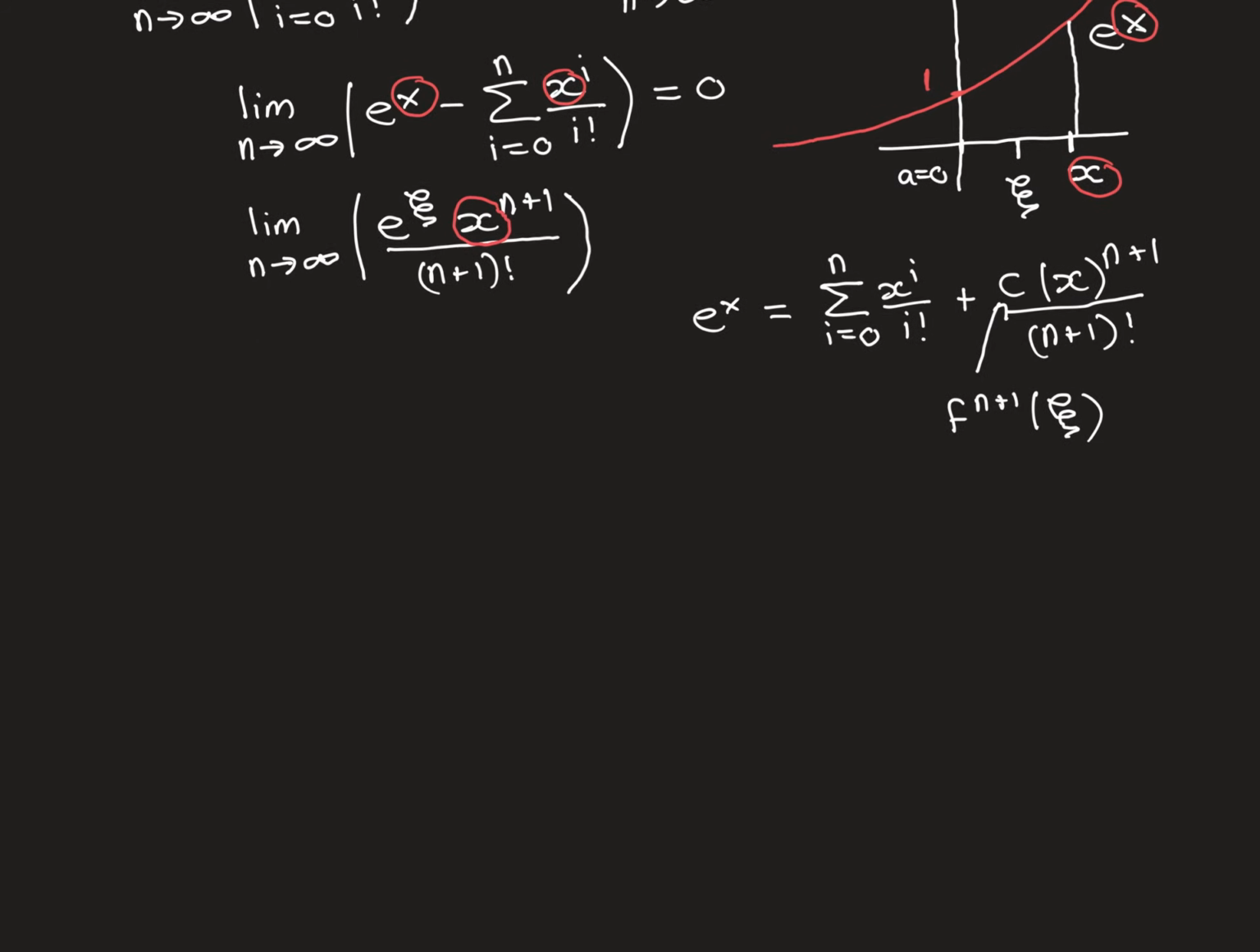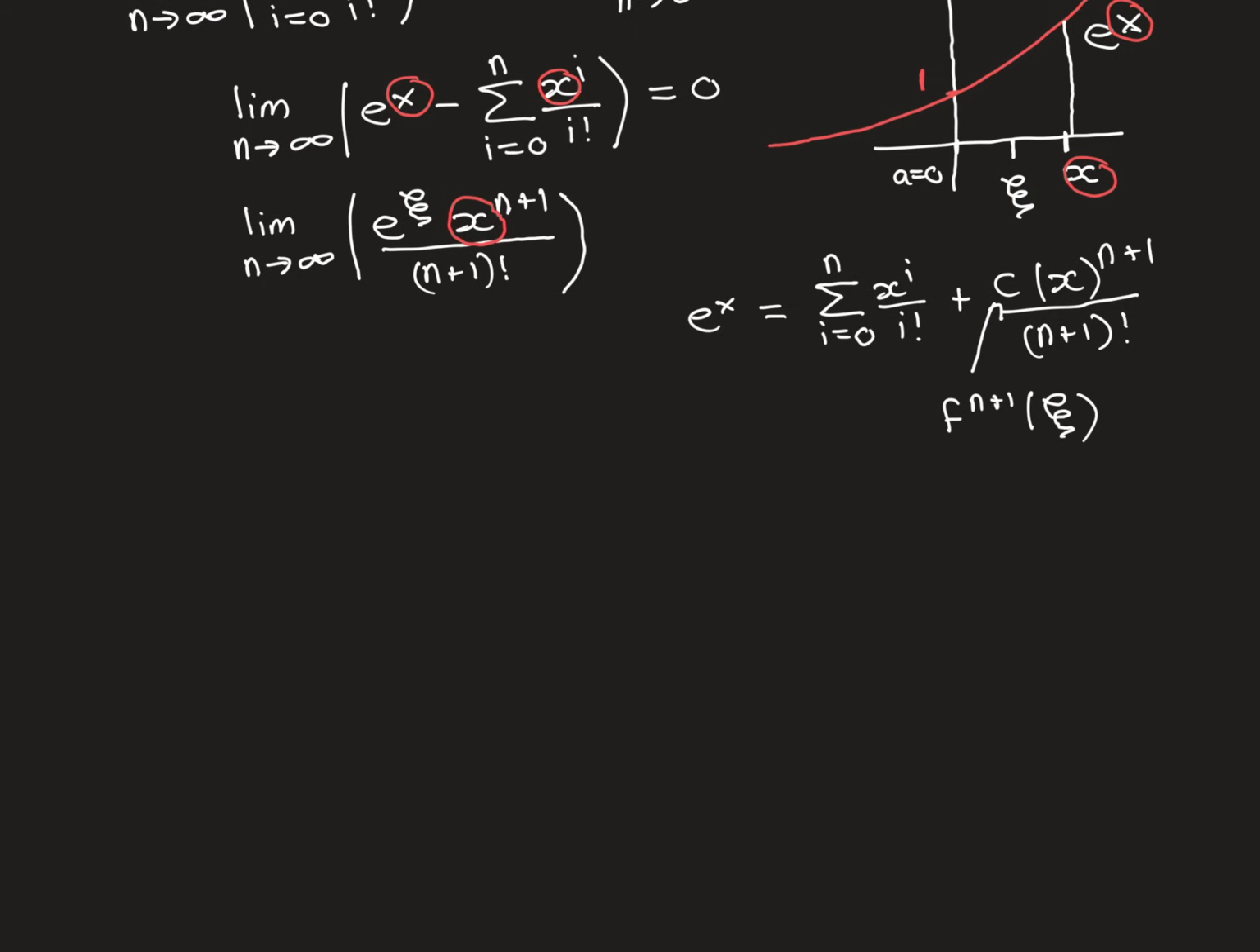So what I'm going to do is say, no, I want the white pen: e to the xi times x to the n plus 1 over n plus 1 factorial is always going to be less than e to the x times x to the n plus 1 over n plus 1 factorial. So if I can prove that this sequence goes to 0, then by the Squeeze theorem I will have proved that this thing goes to 0 as well.